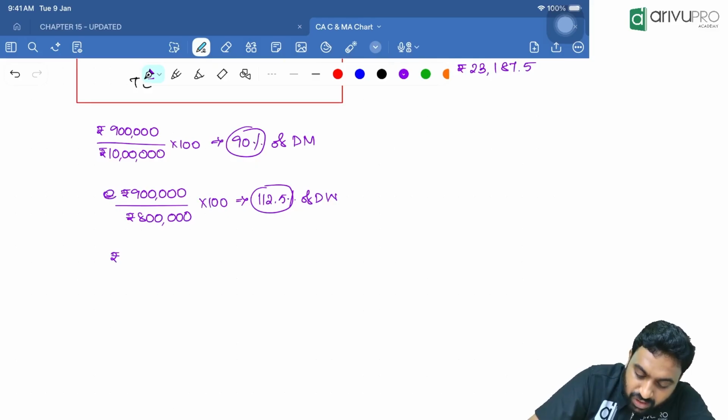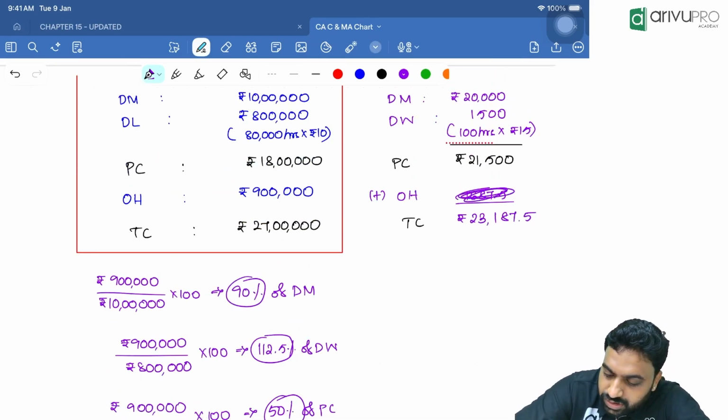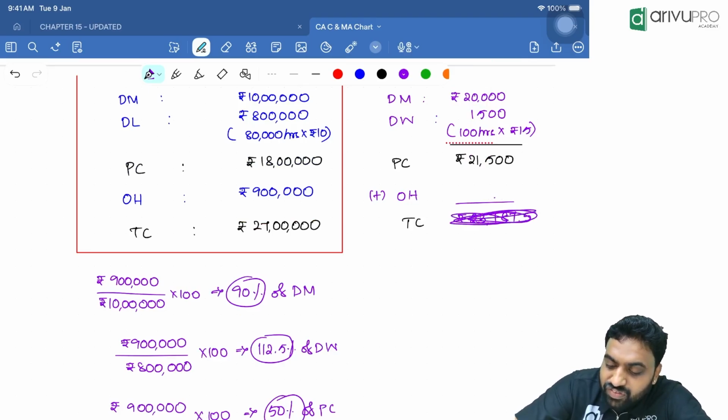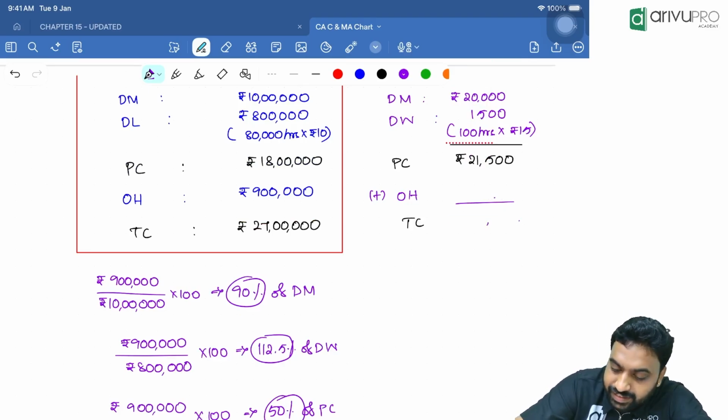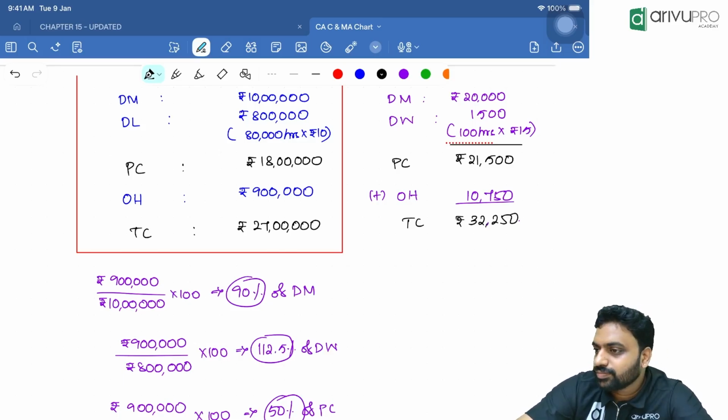One more method we have is percentage of prime cost. How much is overheads? 9 lakh. How much is prime cost? 18 lakh. 50 percentage of prime cost. In that case, here overhead would be 50% of 21,500, 10,750. Total cost would come to 32,250. Is that clear? Anyone any doubt in this? No doubt? We'll proceed then.